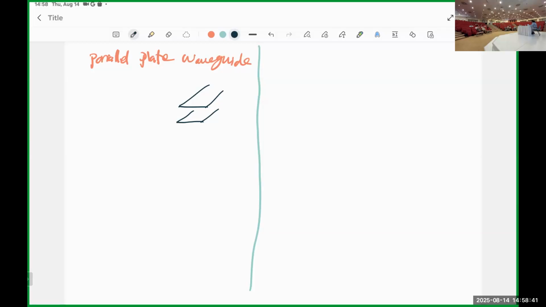The cutoff frequency is 0. Yes, so starting from 0, you can have a source and you can send a TEM wave. And if you continue increasing the frequency, higher order modes will appear, TE or TM.